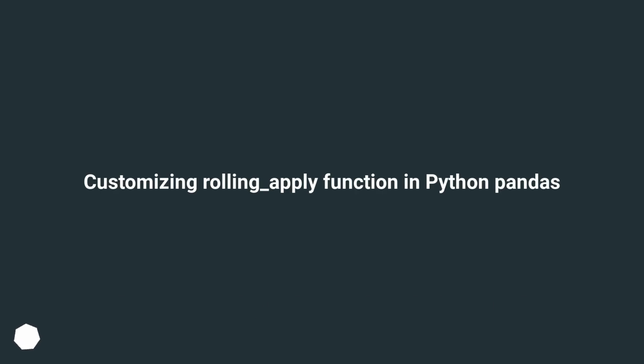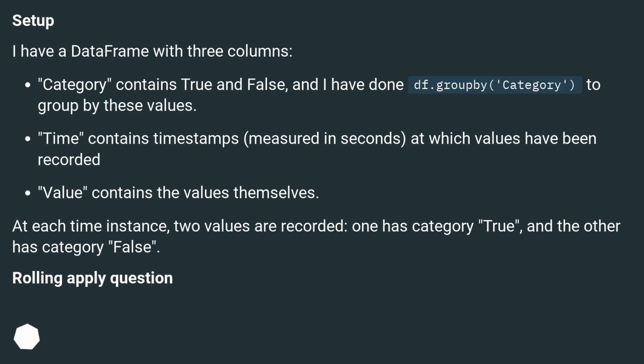Customizing rolling_apply function in Python pandas. Setup. I have a data frame with 3 columns. Category contains true and false, and I have done df.groupby category to group by these values.